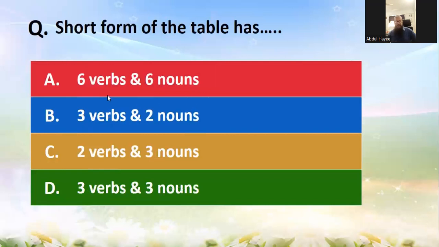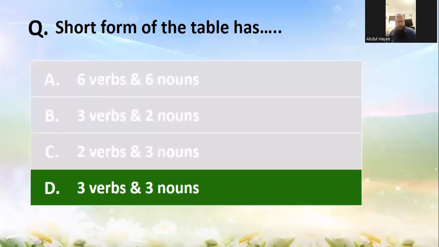The short form of the table has 6 verbs and 6 nouns, 3 verbs and 2 nouns, 2 verbs and 3 nouns, or 3 verbs and 3 nouns. A, B, C, D. Which one is correct? For sarf saghir, how many verbs and how many nouns? It has 3 verbs: past, mudari and amr. It has 3 nouns: fa'il, fi'l, maf'ul. So it has 3 nouns and 3 verbs. D is right.